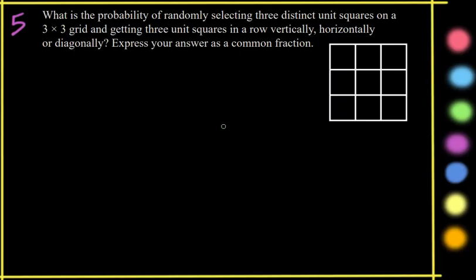This one says, what is the probability of randomly selecting 3 distinct unit squares on a 3x3 grid and getting 3 unit squares in a row vertically, horizontally, or diagonally?